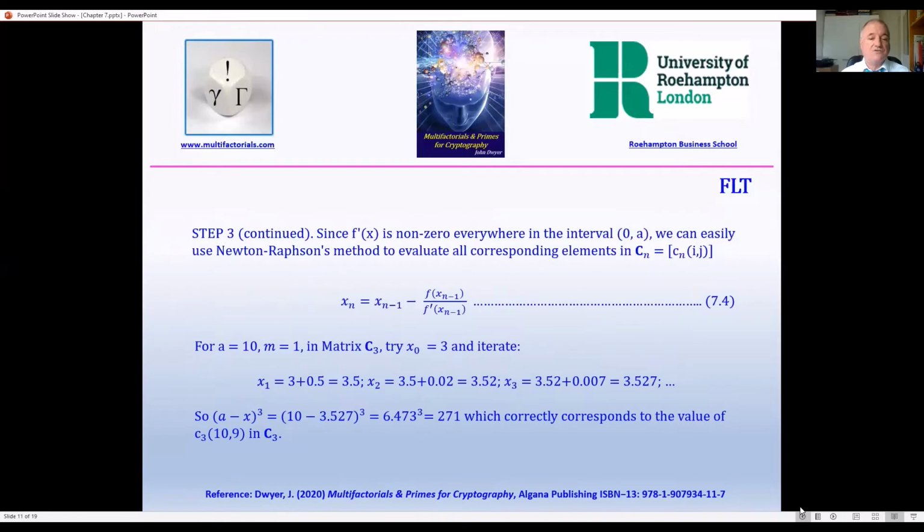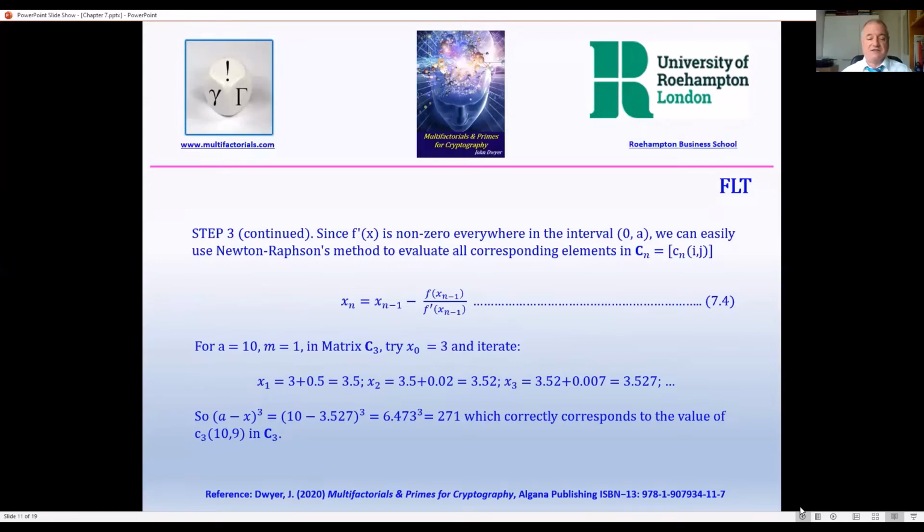So we find that x cannot possibly be an integer. It can't even be a rational number, because x must be an irrational number to have a positive gradient everywhere in the interval 0 to a. So we know the derivative of f is non-zero, so we can use Newton-Raphson. Start with an initial guess for the value of x and then iterate.